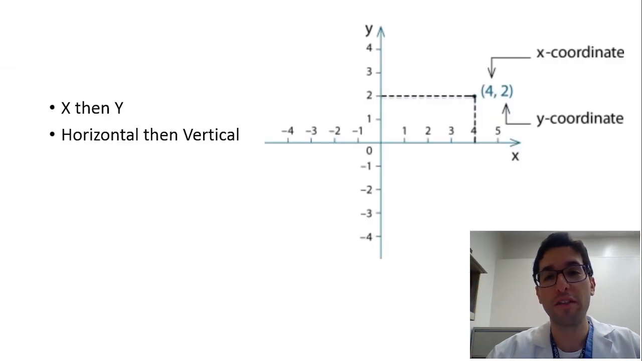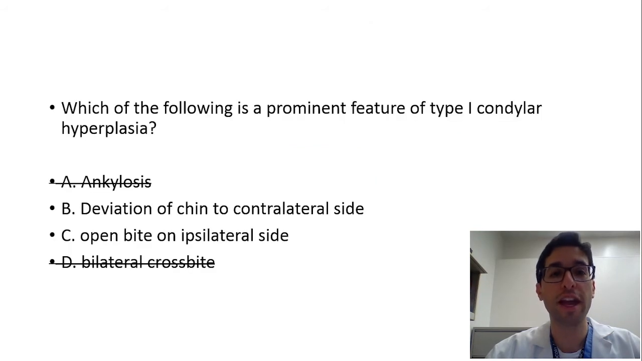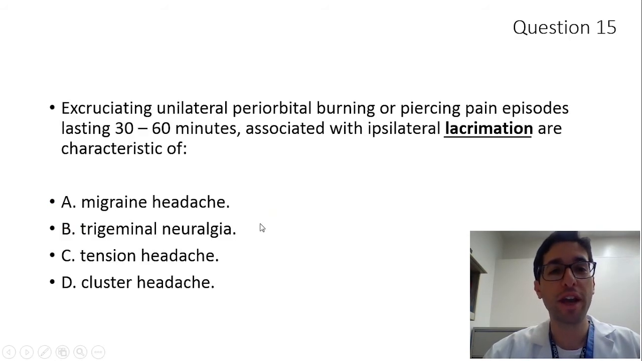How are you going to memorize that? Well, I think of this. This is a little easy trick for me. I think of x, y coordinates. X is always horizontal, and then y is up, down, vertical. So type 1 is going to be horizontal. So the question I asked was, which is a feature of a type 1? So I'm saying to myself, okay, type 1, I know it's horizontal. The ramus is getting wider. If it's getting wider, it's going to be B, deviation of the chin to the contralateral side, and we got it right. Excellent. Question 15.